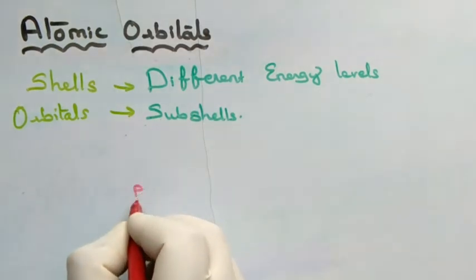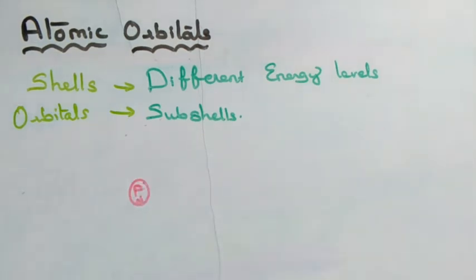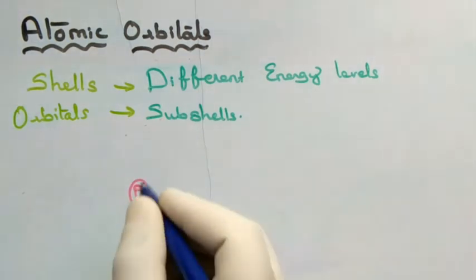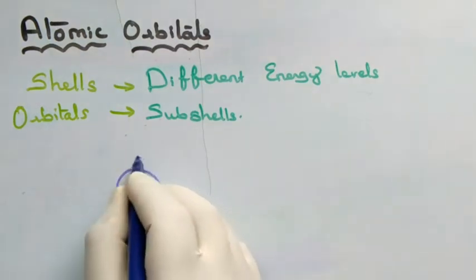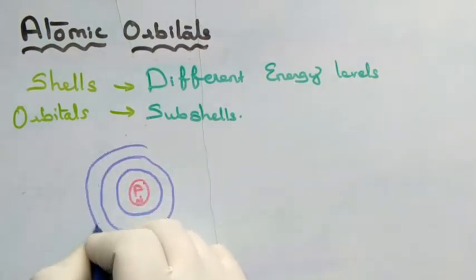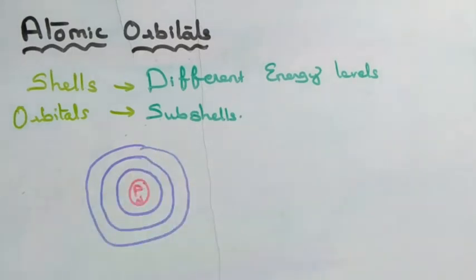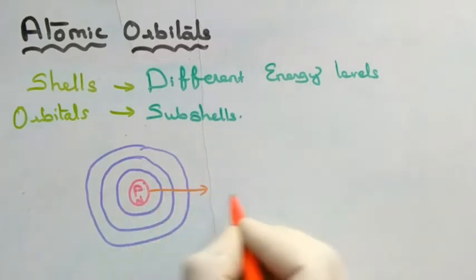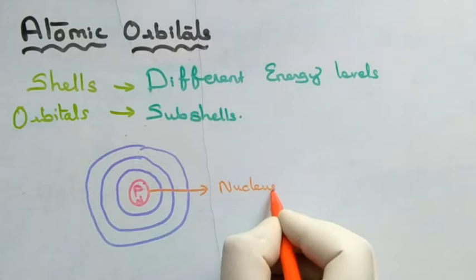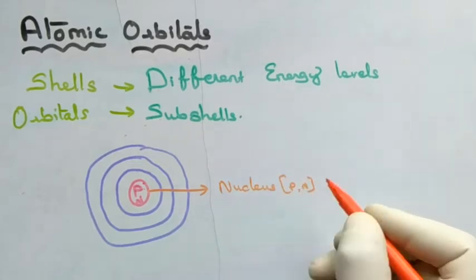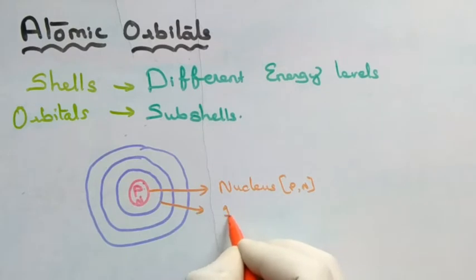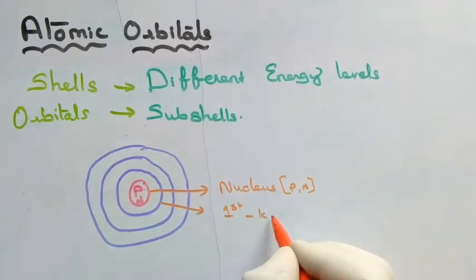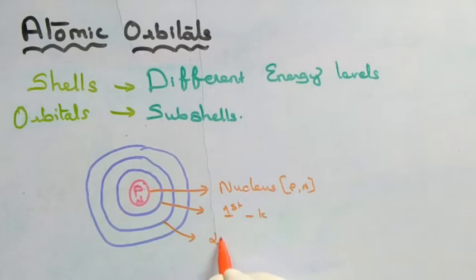This is the simple model of atomic structure. So the core is called the nucleus. In the nucleus, protons and neutrons are there. The shells are around the nucleus. The first shell is named the K shell, the second shell is named the L shell, and the third shell is named the M shell.